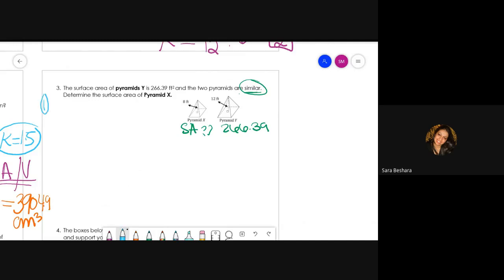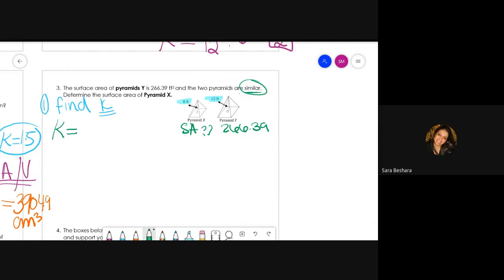Step 1, find k. Well, this is pretty easy. Even though we don't have enough volumes in this case, we do have the height of pyramid x and the height of pyramid y. Remember that the third way to find the scale factor is by using the dimensions. So k would be, now we don't really know which one is small, which one is large, but just the big number over the small number. So 12 over 8. It's the easiest way ever.